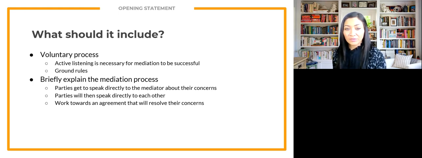It should also include that it is a voluntary process and active listening skills are necessary for mediation to be successful. Briefly explain the mediation process as follows. First, the parties get to speak directly to the mediator one-on-one about their concerns. Then the parties will speak directly to each other. Following that, everyone works towards an agreement that will resolve their concerns.